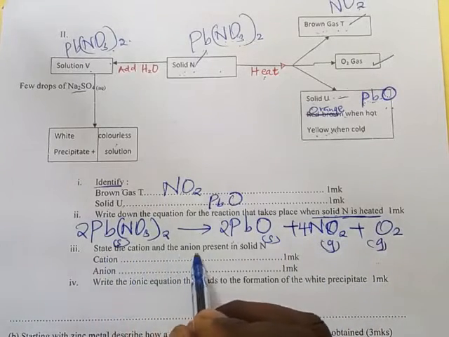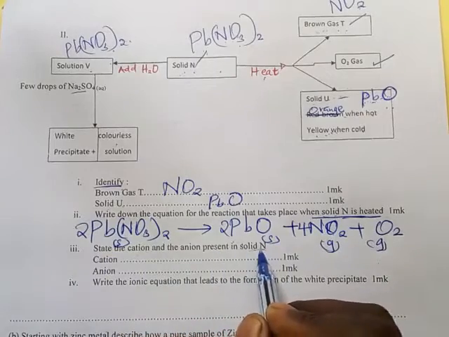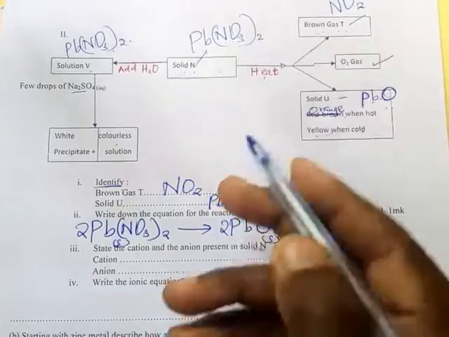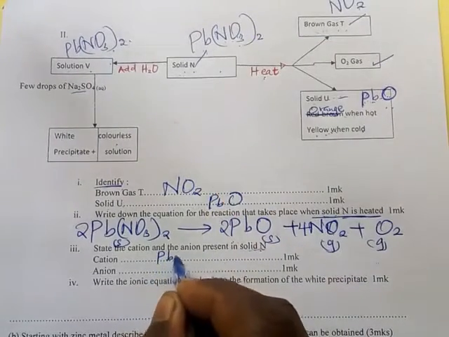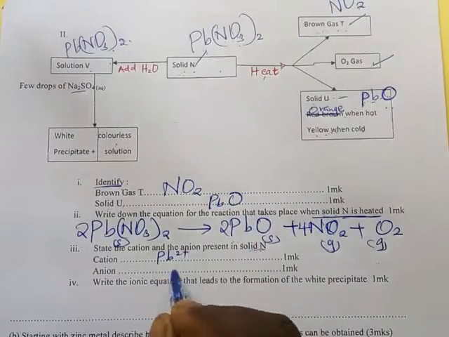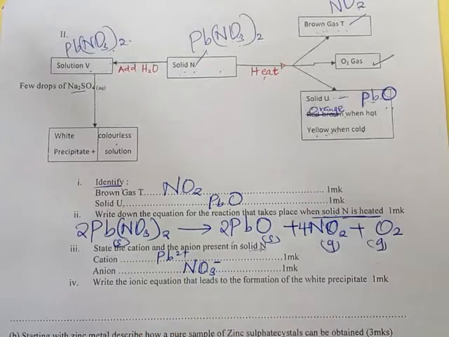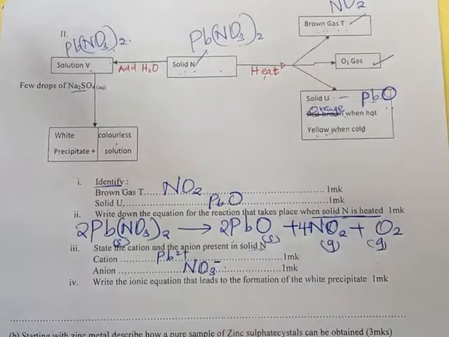Name the cation and the anion present in solid N. The cation is lead, the anion is nitrate. Therefore, the cation is Pb 2 positive, and then the nitrate is NO3 minus. That is the anion and the cation.